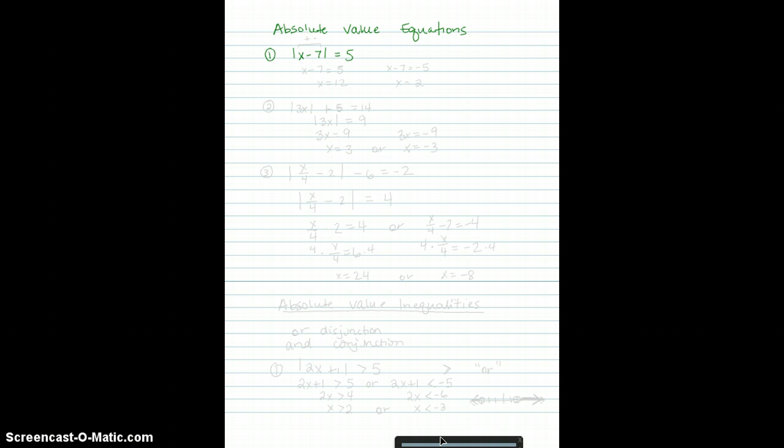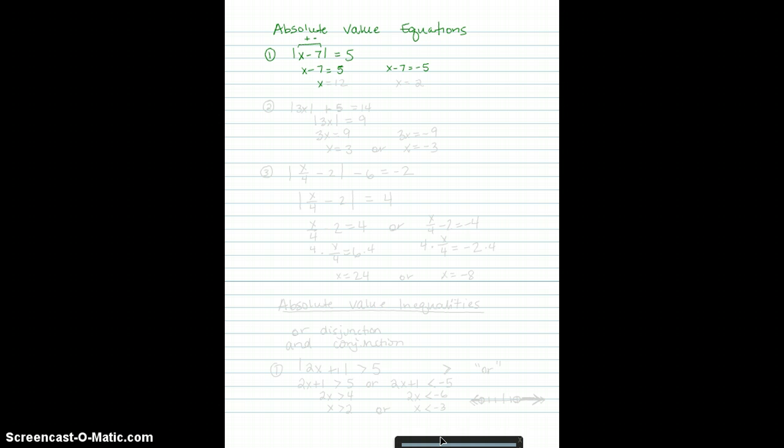Now, if you'll recall, absolute value means the distance from 0. So that means whatever is inside of the absolute value could be positive or it could be negative. We don't know which. That means that we have to take that into account. So x minus 7 could be equal to positive 5, or x minus 7 could be equal to negative 5. We don't know which one of those situations is true. So we have to solve both of these equations.